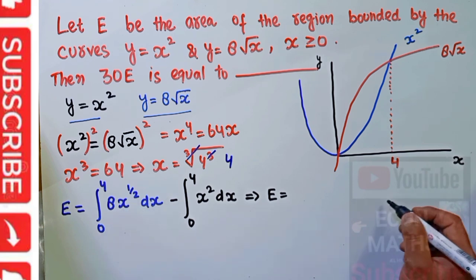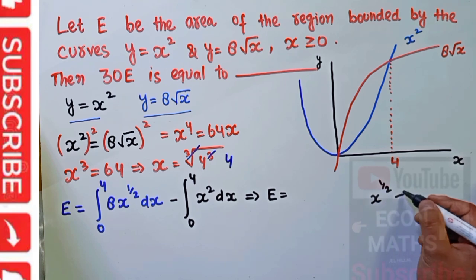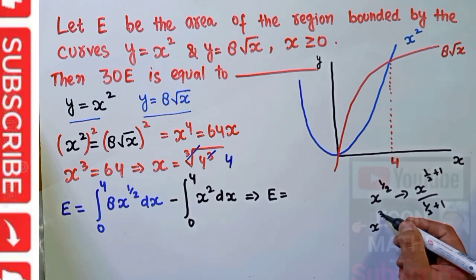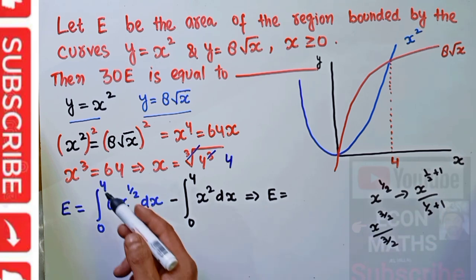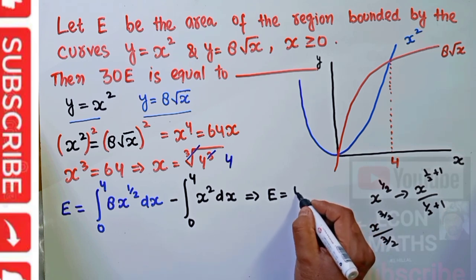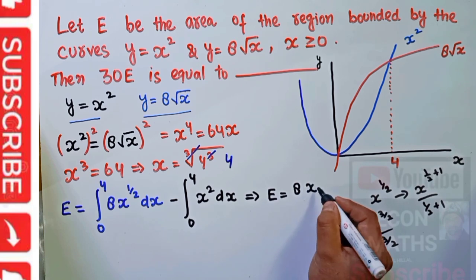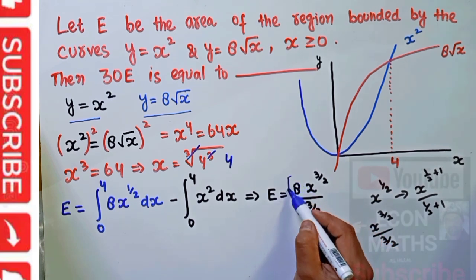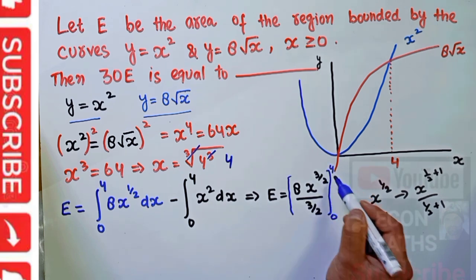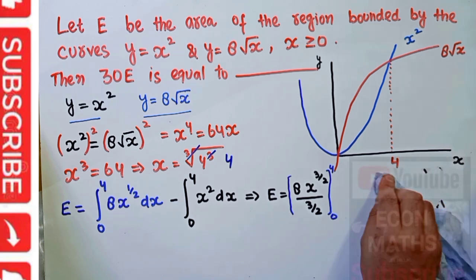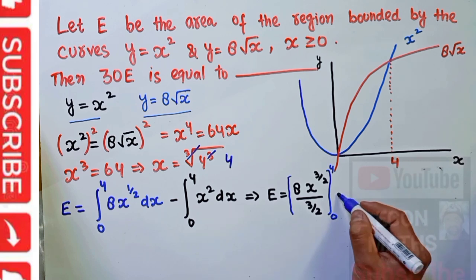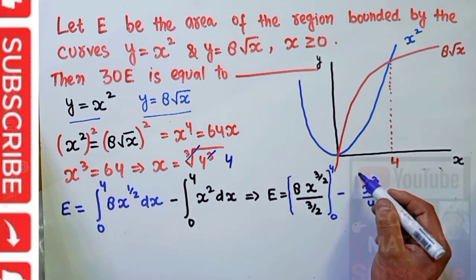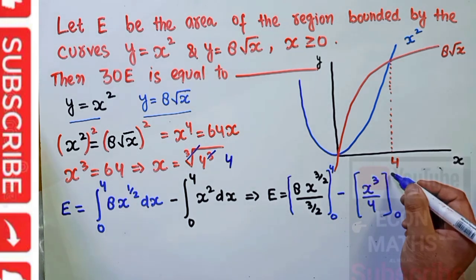Which implies our E will be equal to, what is the integral of x to the power 1 upon 2? It is simply x to the power 1 upon 2 plus 1, divided by 1 upon 2 plus 1. So this becomes x to the power 3 upon 2 divided by 3 upon 2. Here we have 8 times x to the power 3 upon 2 divided by 3 upon 2, and we evaluate it from 0 to 4. To this we subtract the area which lies below, minus the integral of x square, which is simply x cube divided by 3 by the power function rule, nothing unusual here, and we also evaluate it from 0 to 4.